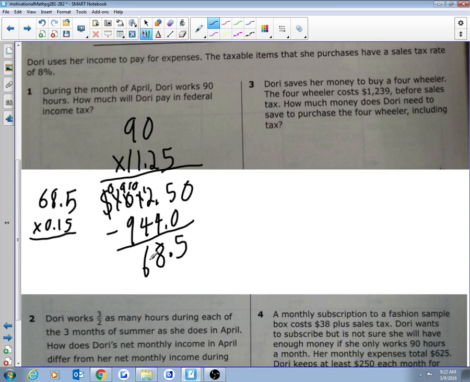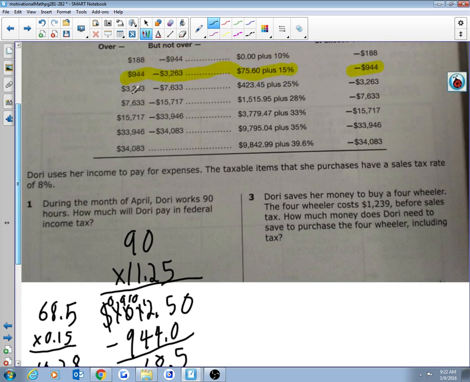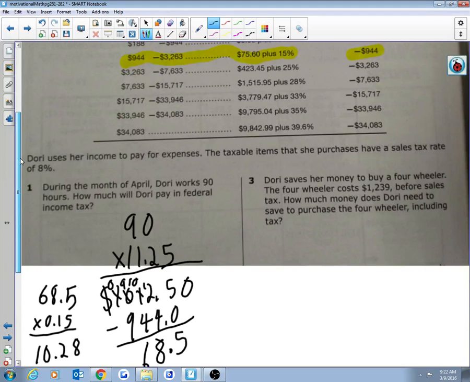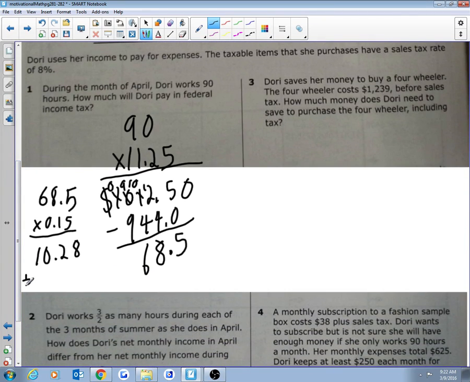$10.28 plus $75.60. Okay, so what we did is we found 15% of the excess of $944, so we found 15% of $68.50, and now we're going to have to add on that $75.60. So plus $75.60, and this gives us 8, 5 plus 0 is 5, and 7 plus 1 is 8. So her income taxes will be $85.88.